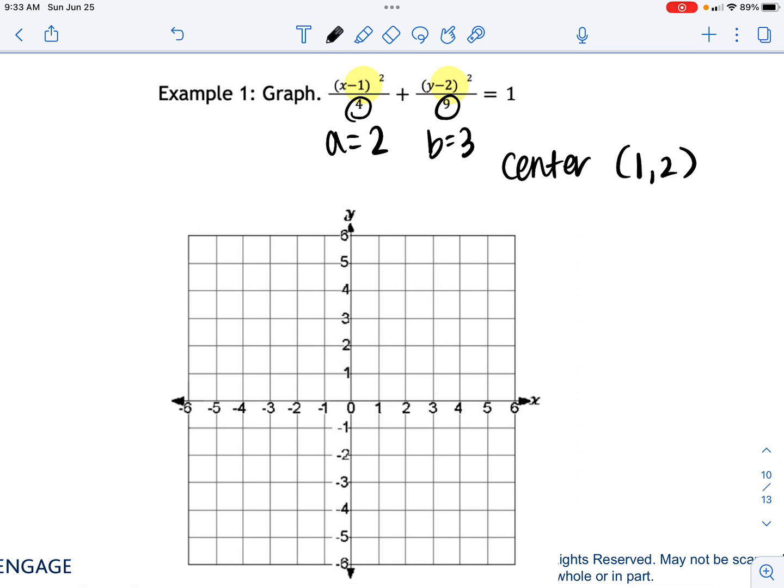So I'll take my center, 1, 2. a is the distance from the center to the edge. So that's my a equals 2. And then b is center to the top and the bottom. So 1, 2, 3. And if you connect these 4 outer points, that is your ellipse. a is 2 and b is 3.